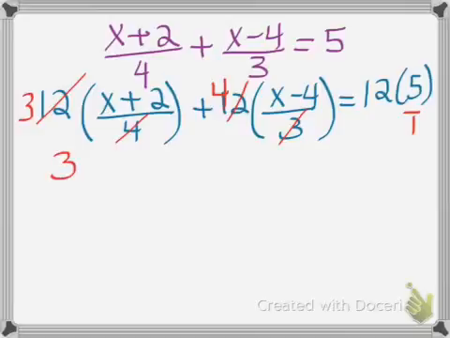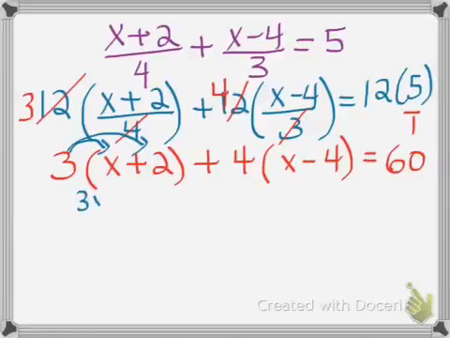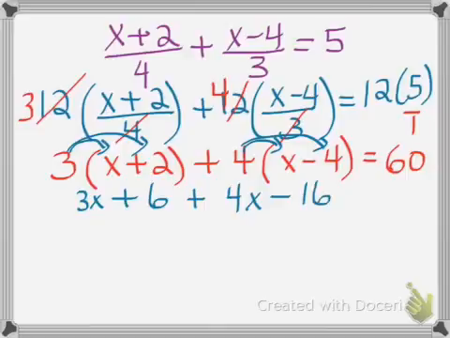Rewrite the next line so that you have a nice, clear, simple equation to work with. So the fraction is gone, the answer that you get from the division gets written next to the brackets, and then the last part says 12 times 5, which is 60. Now you can go ahead and multiply the monomial with the brackets, so that's asking you to use the distributive property: 3x + 6, and again 4x - 16 = 60.